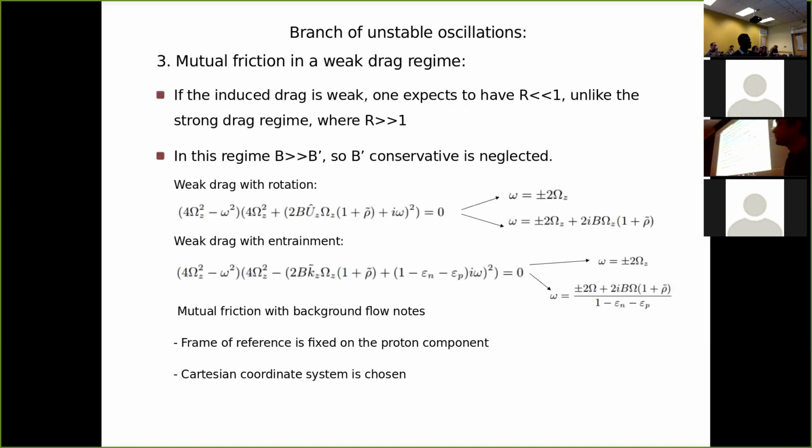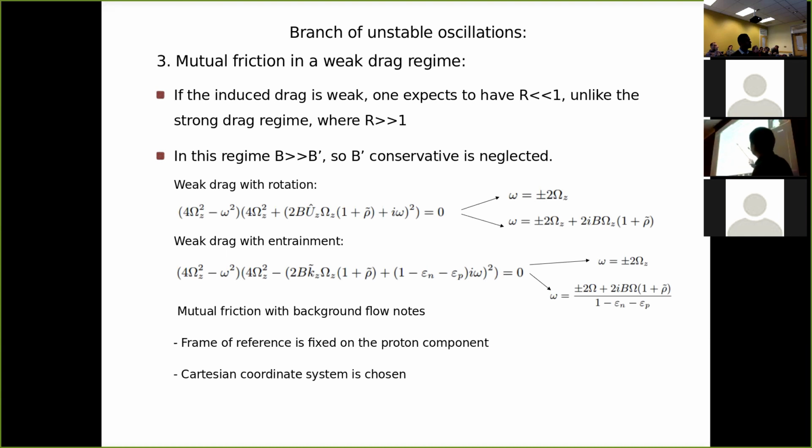A more interesting result is when we include the mutual friction. So here there can be two regimes. I'll start with the weak drag regime. If the induced drag is weak, or the drag parameter is much less than 1, this regime is called the weak drag regime. And in the case of the strong drag regime, the drag parameter is much bigger than 1.